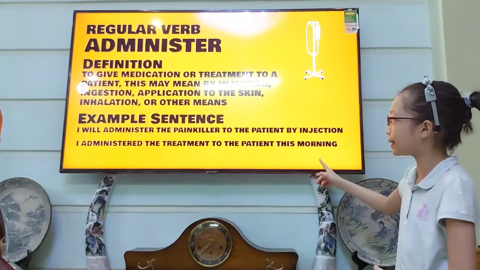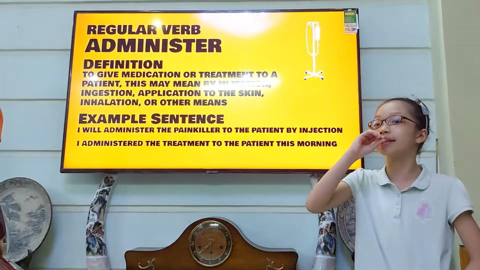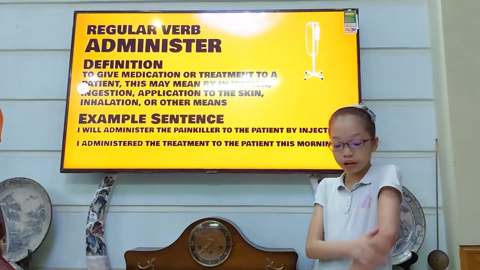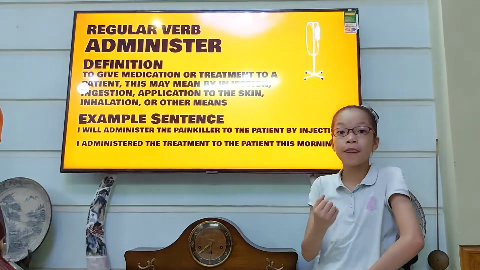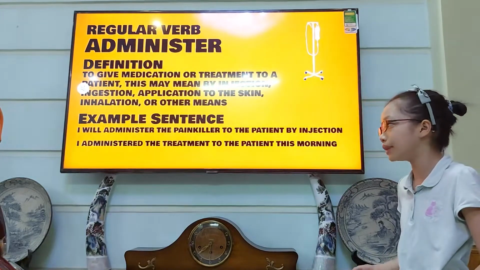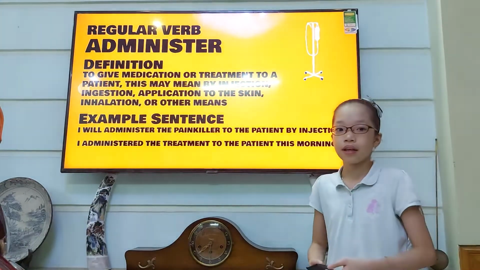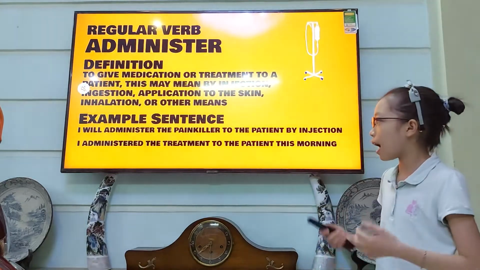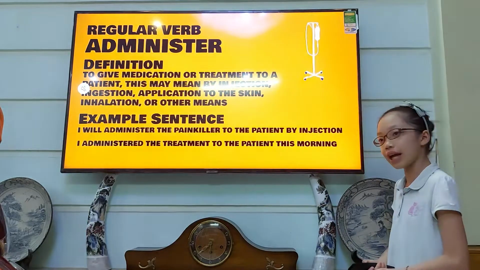So here you can see that to give medication in many forms. You can either drink it, or use some cream to rub it on your hand, or use an injection. There are many ways to give medication or treatment. So there are two examples. The first one is the future tense. I will administer the painkiller to the patient by injection.